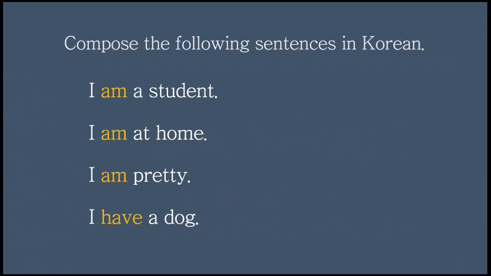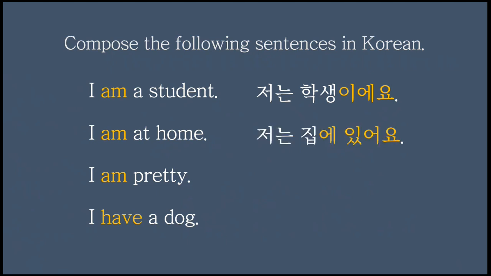Okay, let's try ourselves. Please compose the following sentences in Korean. Pause the video, try yourselves. Are you ready? Let's do this together. 자, I am a student. 어떻게 말해요? 저는 학생이에요. Number 2. I am at home. 어떻게 말해요? 저는 집에 있어요.